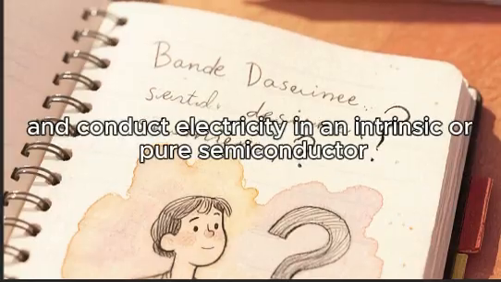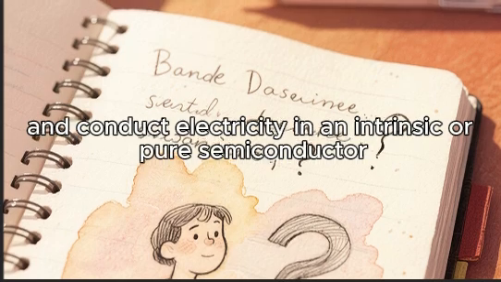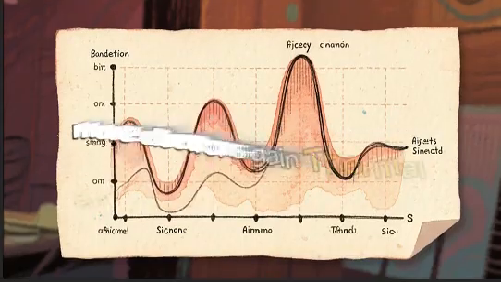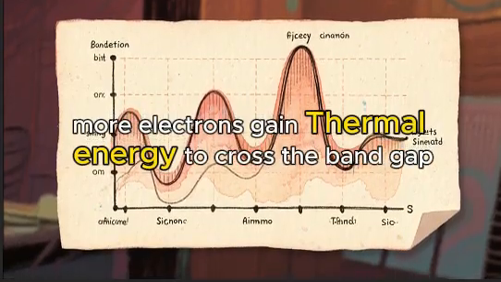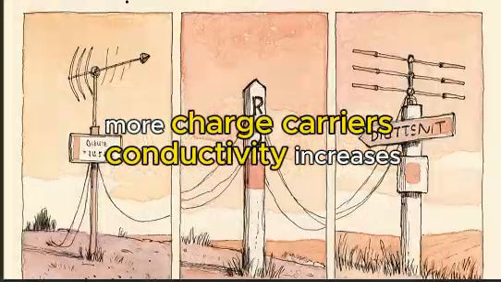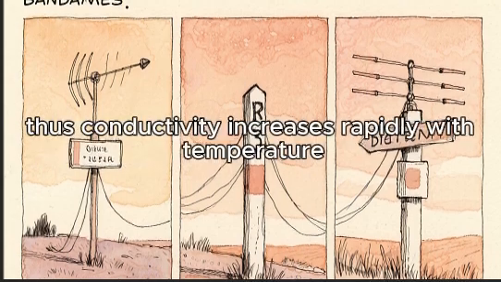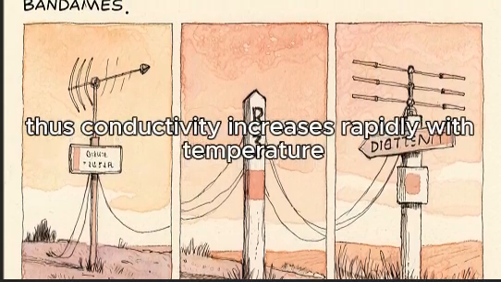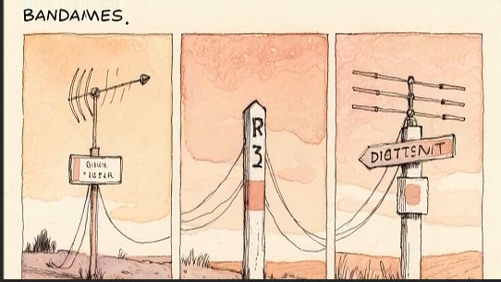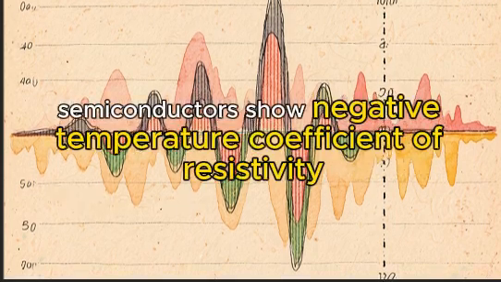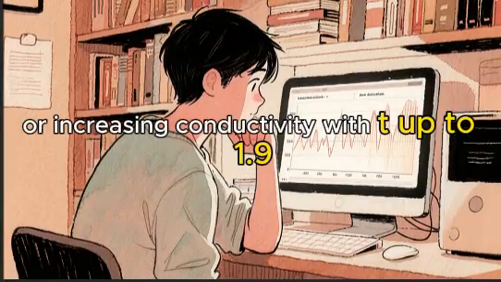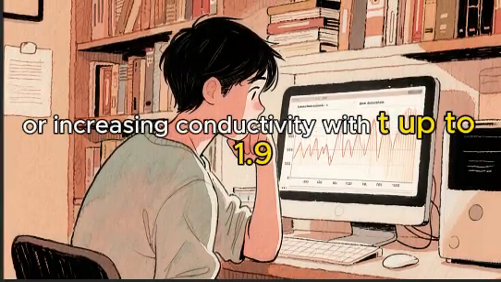In an intrinsic or pure semiconductor, as temperature increases, more electrons gain thermal energy to cross the band gap, giving more charge carriers, so conductivity increases. Thus, conductivity increases rapidly with temperature, unlike metals where resistance usually increases. Hence, semiconductors show a negative temperature coefficient of resistivity, or increasing conductivity with T up to a point. 9.